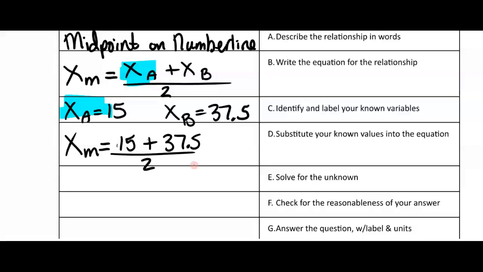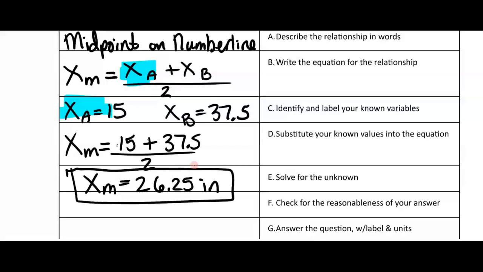You need to add these together first. If you're using a cheap calculator, make sure you hit the equals between each step. So 15 plus 37.5 equals, then divide by 2. If you divide by 2 before hitting equal, you will get the wrong number. Okay, so the x-coordinate of my midpoint is 26.25. Do I have a unit? Yes, what is it? Inches. My label, my units, my answer.